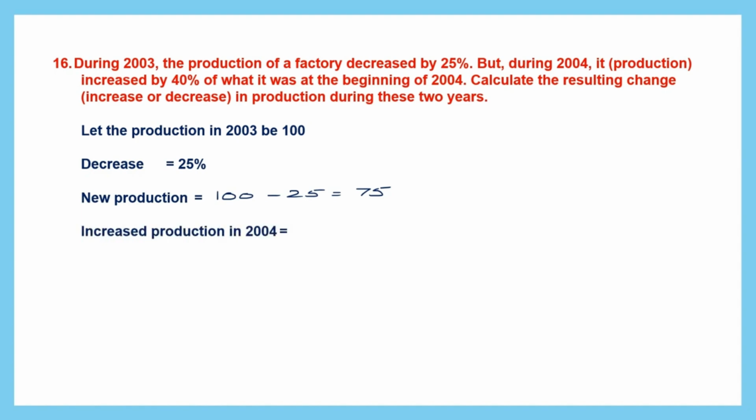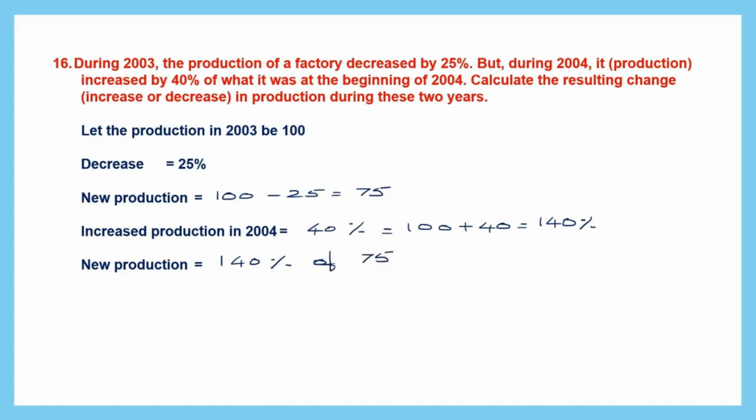Then in 2004, production increased by 40%, and that will be 100 plus 40, because the original was 100, it has increased, so that becomes 100 plus 40. So this is 140% of this new production. So when we write the new production, we say 140% of 75. Okay, I hope you've understood.